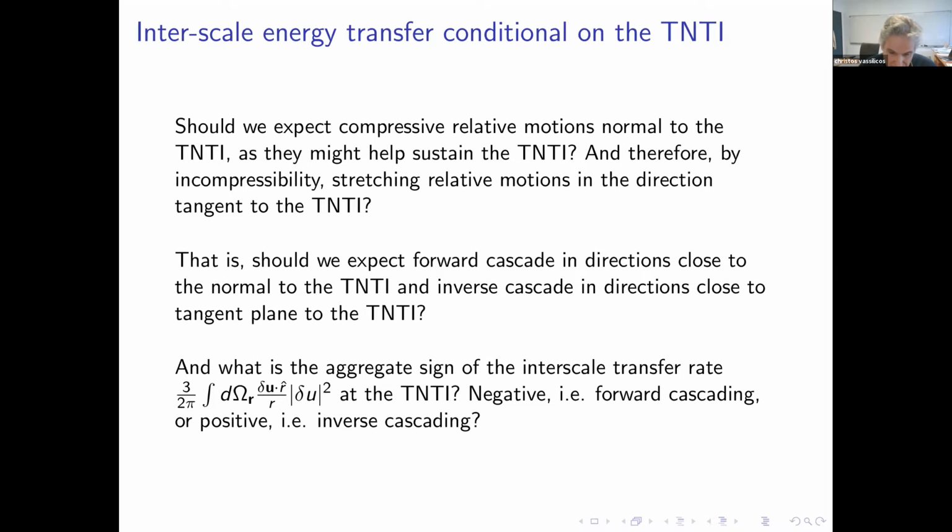And then, what is the average sign of the interscale transfer at the TNTI? So I may find how this behaves for different orientations. Then I will have to integrate over all the orientations and say if it is actually on average cascading down the scales or up the scales.